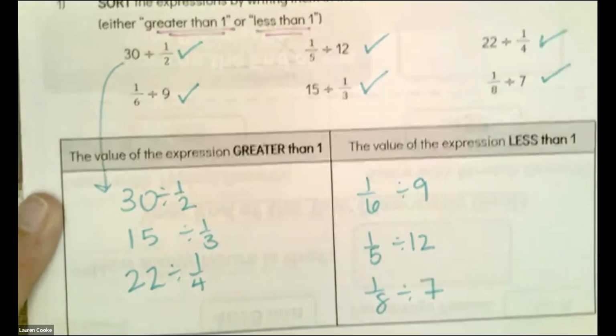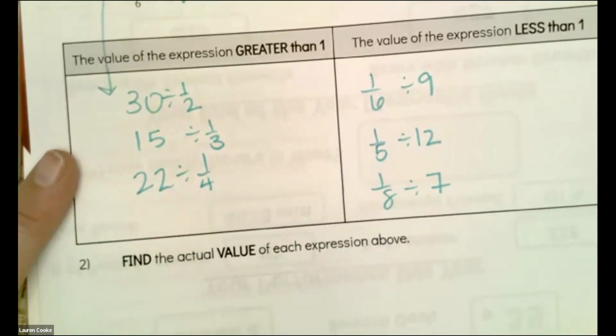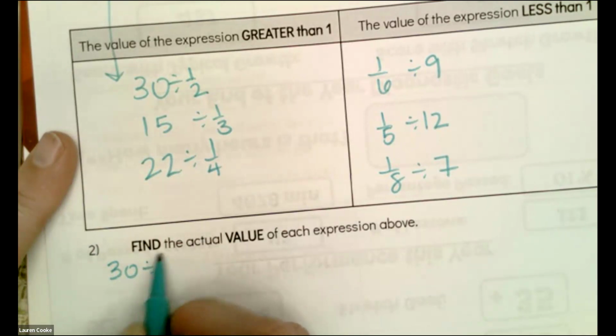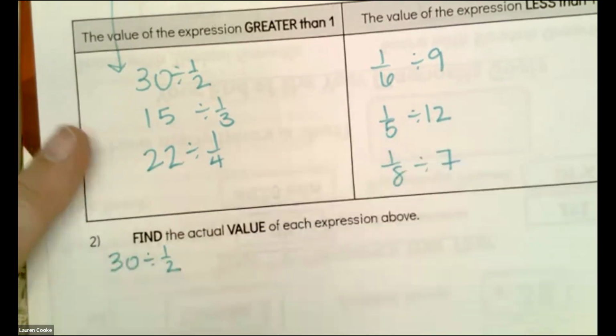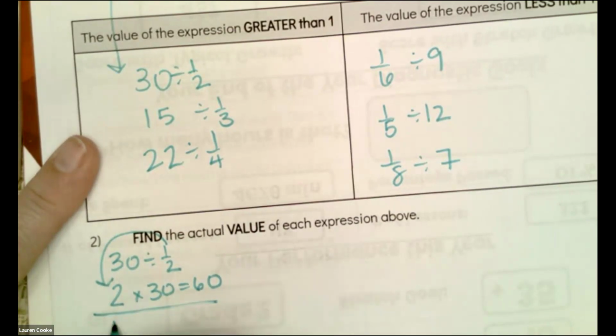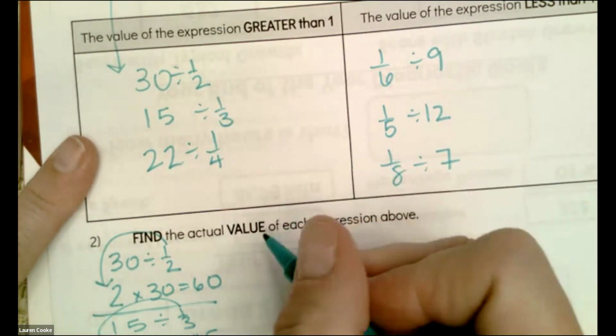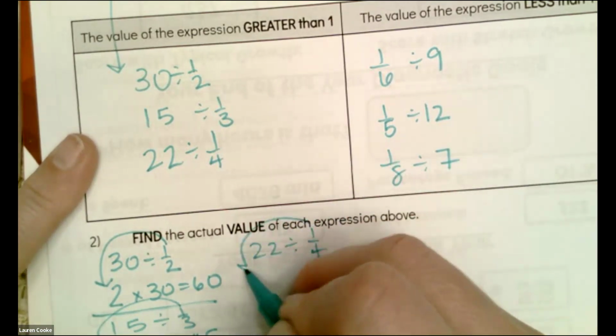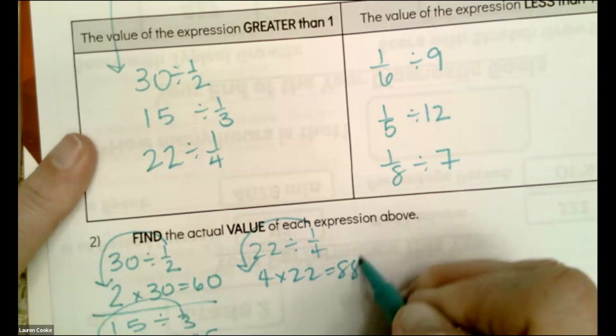It just said sort. Okay, but now it would like us to find the actual value of each expression above. So I'm going to start with 30 divided by 1/2. And I'm going to ask myself, well, how many halves in 1? Oh, there's 2. 2 times 30 gives me 60 parts. 15 divided by 1/3. How many thirds in 1? Oh, 3. 3 times 15 is 45 parts. And then I have 22 divided by 1/4. How many fourths, 1/4, in 1? Oh, there's 4. 4 times 22 is 88 parts.